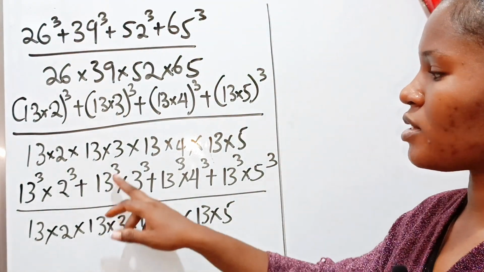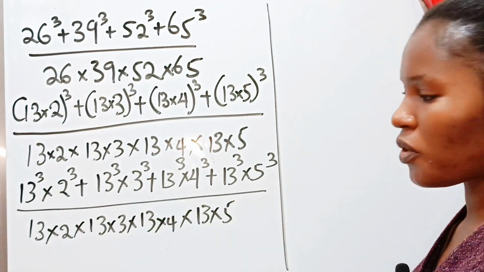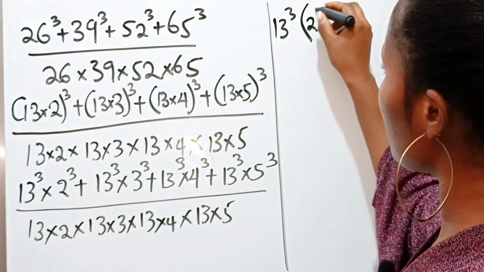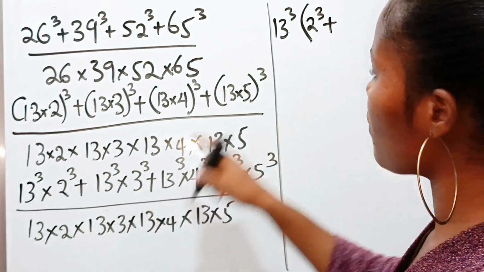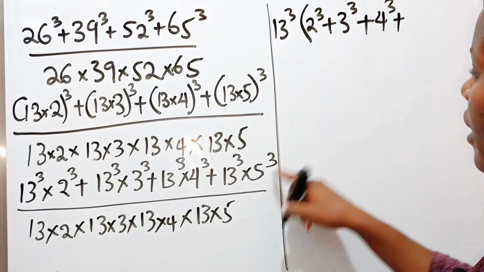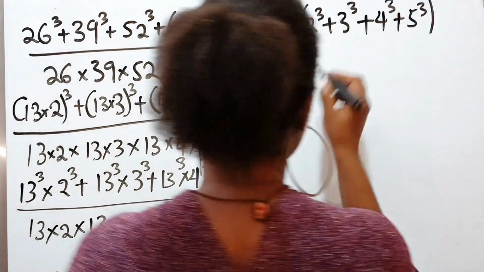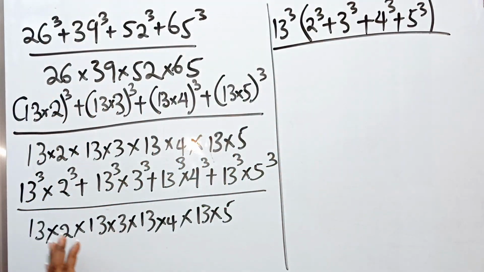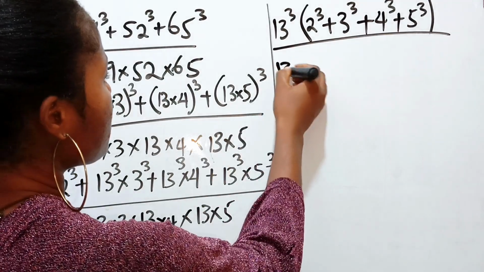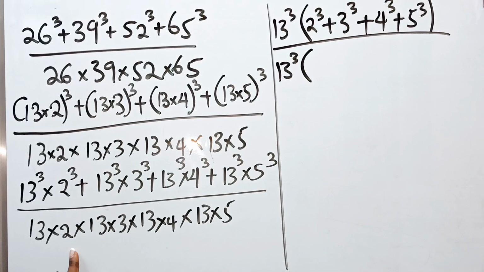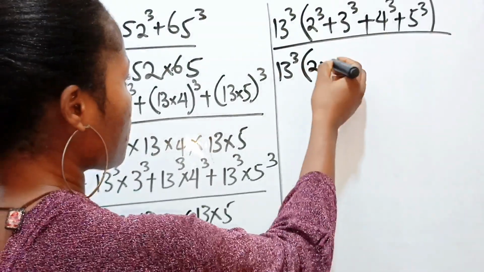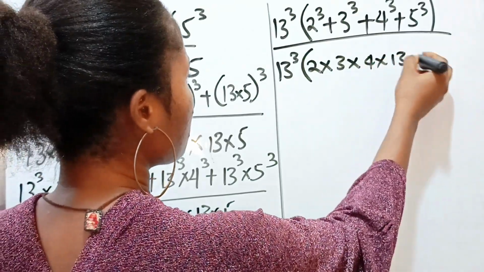Now when you look at this, they have 13 to the power of 3 in common, so let's factorize it for the numerator. We have 2 to the power of 3 remaining, plus 3 to the power of 3 remaining, plus 4 to the power of 3 remaining, and 5 to the power of 3 remaining. Divided by, now we look at this, we have 13, 13, 13, so we can write 13 to the power of 3. Now we are left with 2 times 3 times 4 times 5.